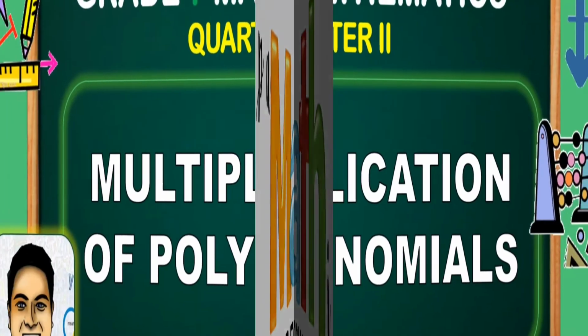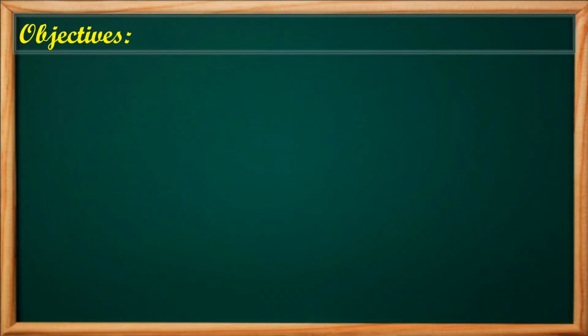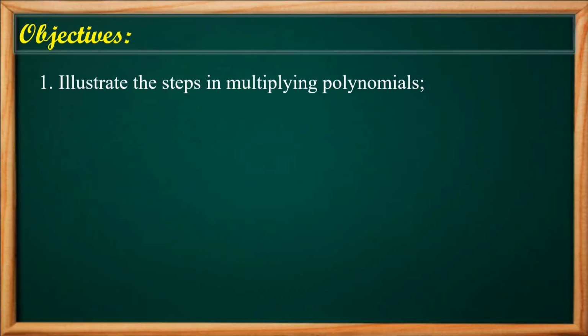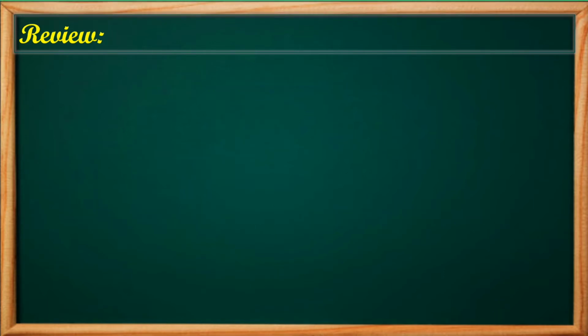We are in the second quarter of our grade 7 lesson, which is the multiplication of polynomials. Okay, let's start. The objective for this video is to illustrate the steps in multiplying polynomials, multiply polynomials, and apply the laws of exponent in multiplying polynomials. Now, in the previous video, we've discussed the law of exponents. This time, let's have a review of the different laws of exponent.